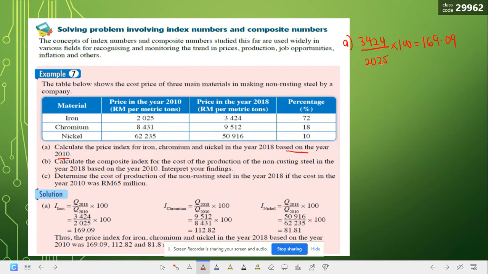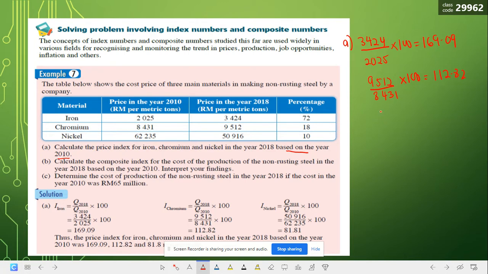Okay, and then we calculate for the next one. This one is just like the first one. The price index is Q1 divided by Q0 times 100. So you use that formula. And for chromium, 9512, you divide with 8431, then you times 100, you will get 112.82. So this one is also increasing. The price increases about 12.82%.